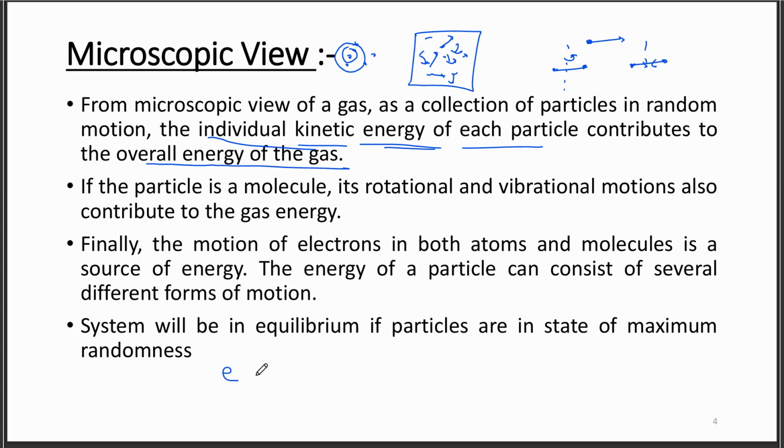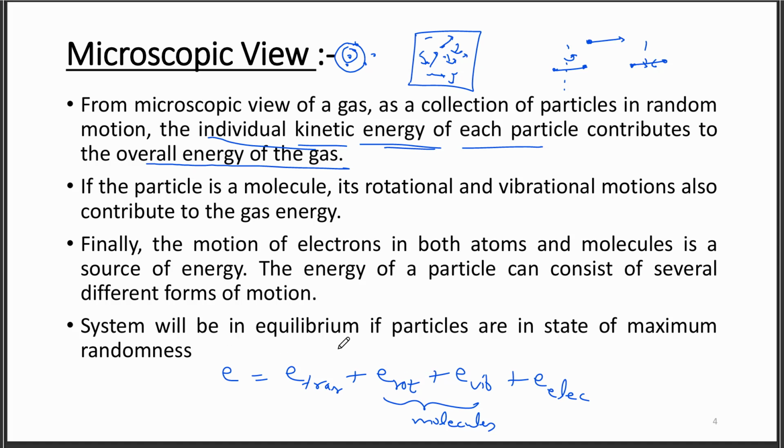Energy of gas can be in the form of translational energy, rotational energy, vibrational energy, and electronic energy. Rotational and vibrational energy are present only for molecules. Translational and electronic energy are present for both atoms and molecules.